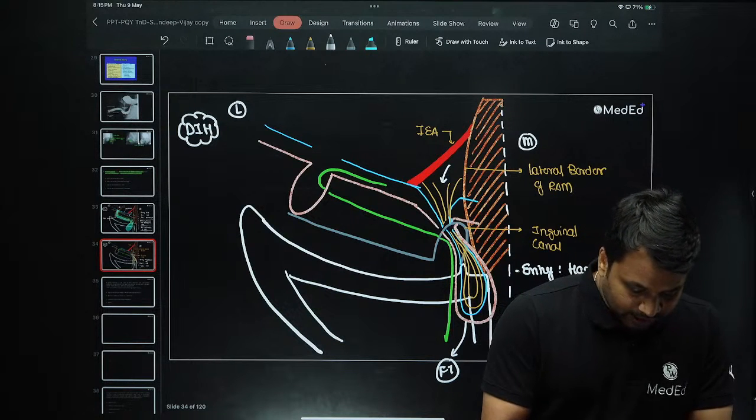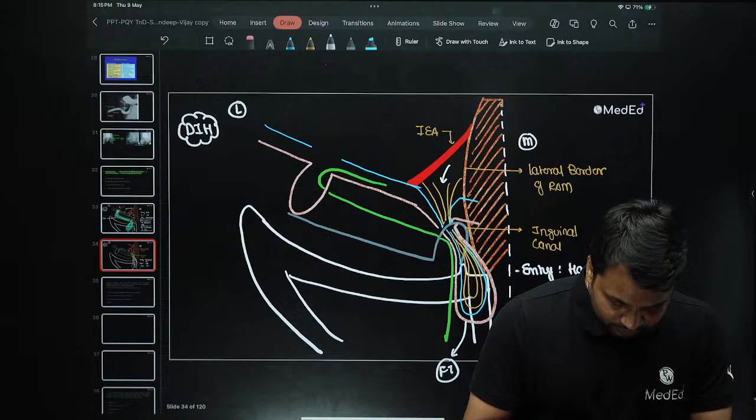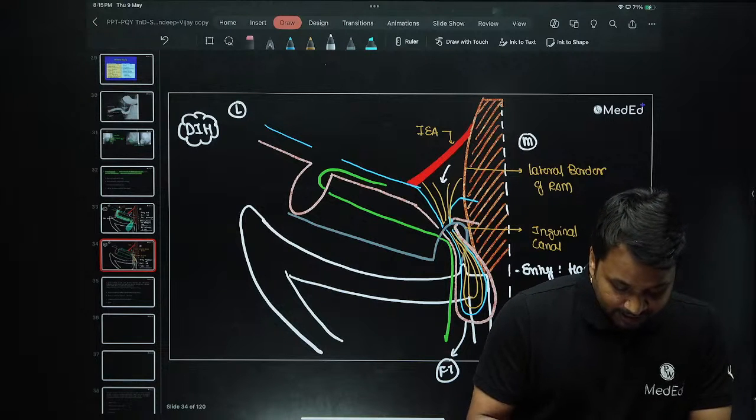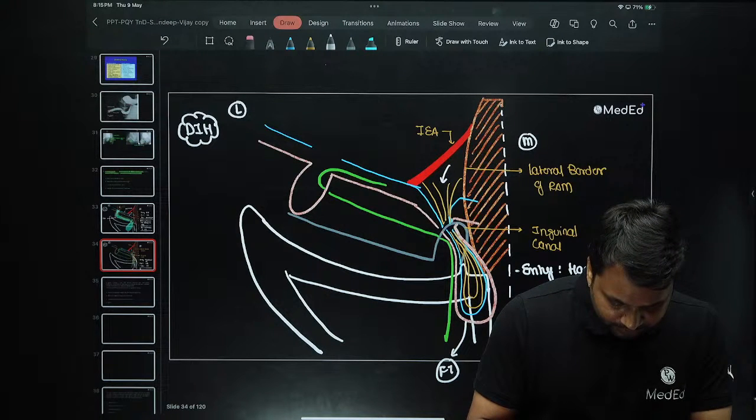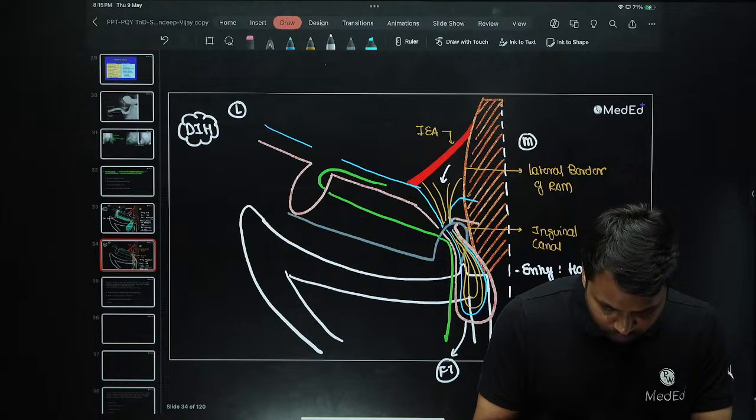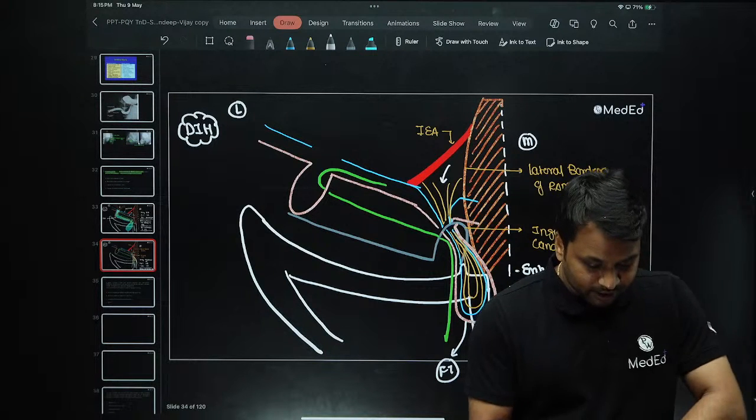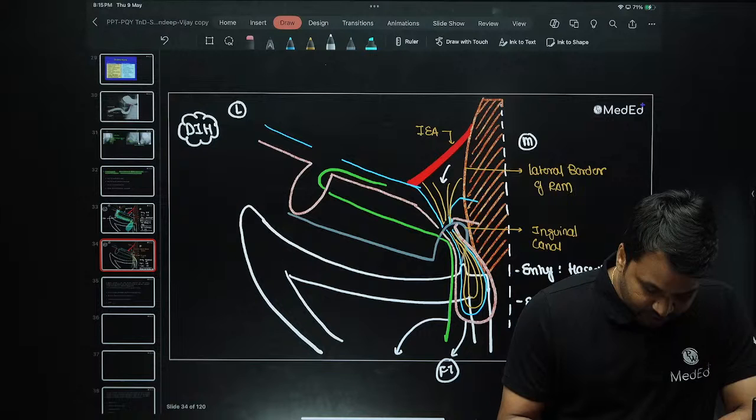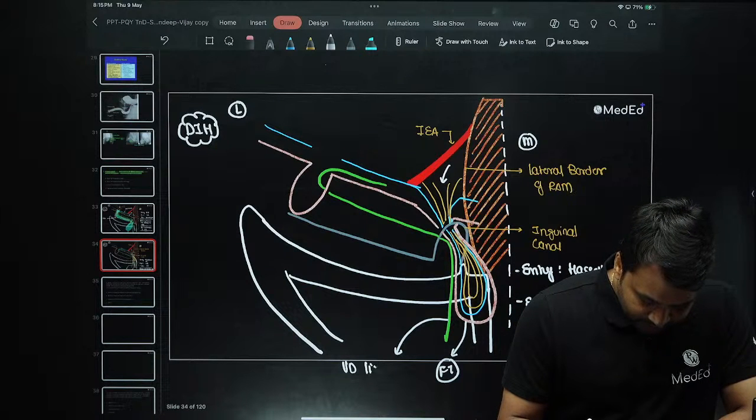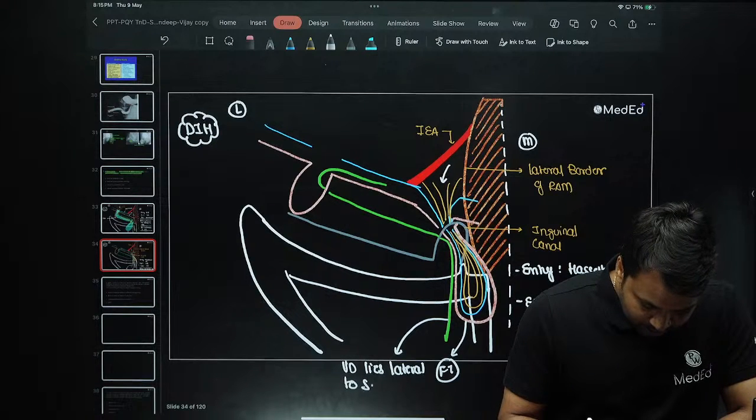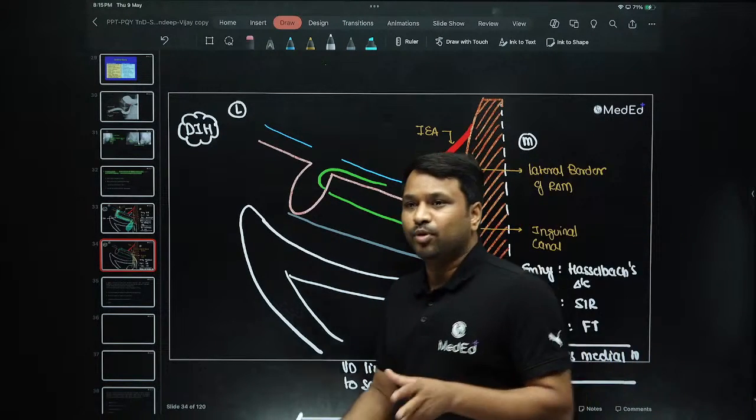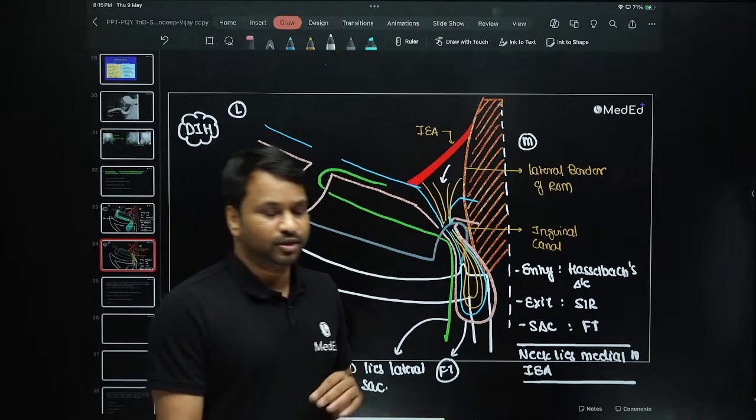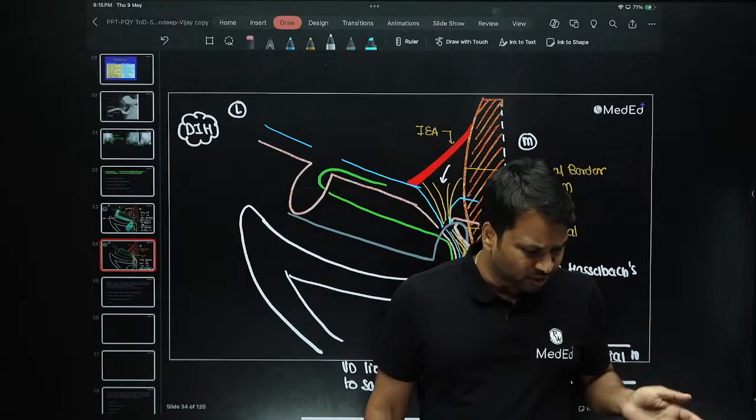Now, when you look at the neck of the direct inguinal hernia, neck lies medial to the inferior epigastric artery. But if you notice the vas deferens, here the vas deferens lies lateral to the sac. So these are the important components that you need to differentiate. If you understood this, there is nothing else to understand in hernia.